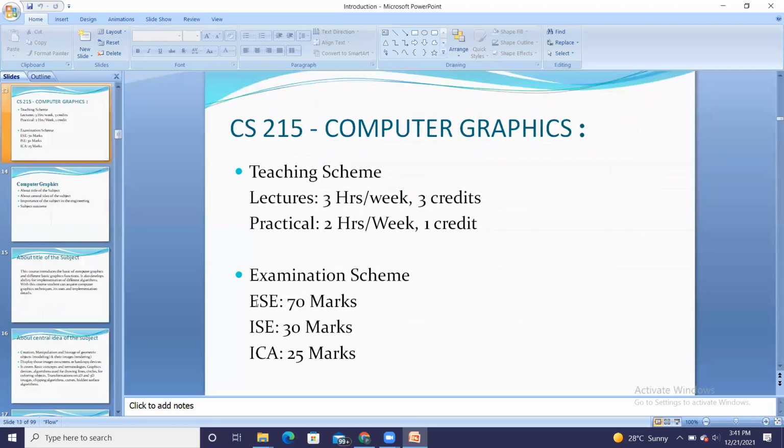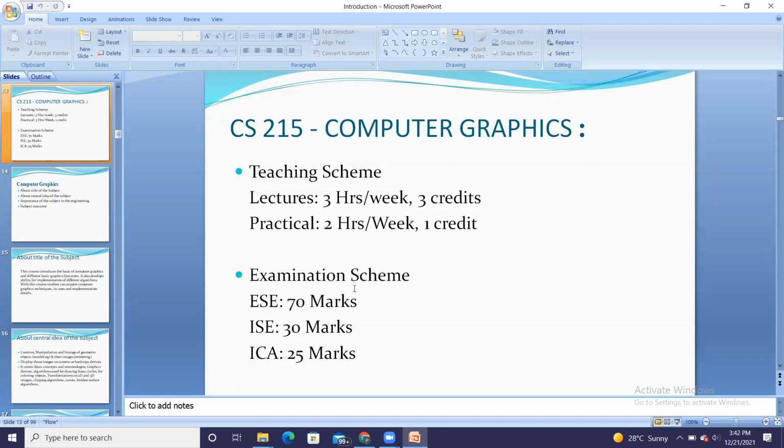Now, what about the scheme? This computer graphics course code given by the university is CS215, and the teaching scheme includes 3 lectures per week. So every week we are going to have 3 lectures: Tuesday 3:30 to 4:30, and Wednesday 12:15 to 2:15 according to your timetable. And we have a practical on Thursday of 2 hours. So we will have a practical and 3 lectures per week.